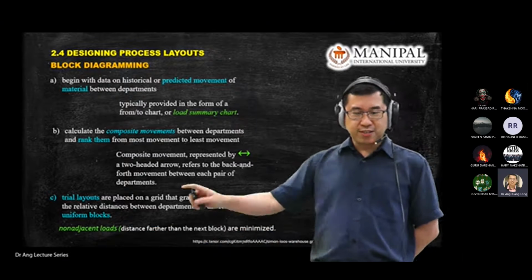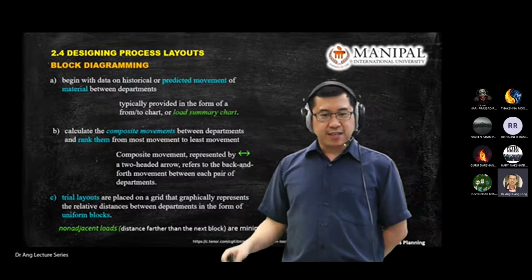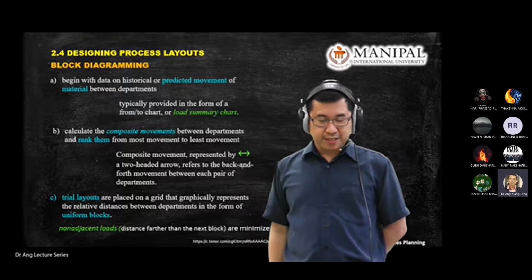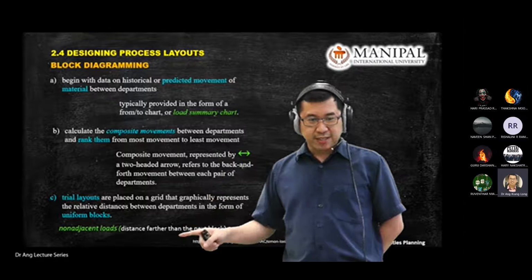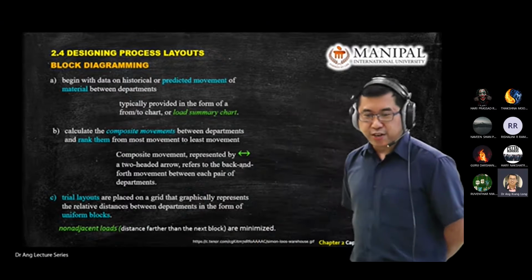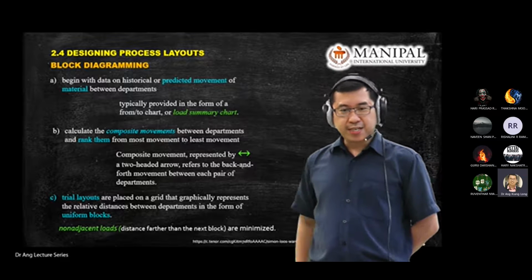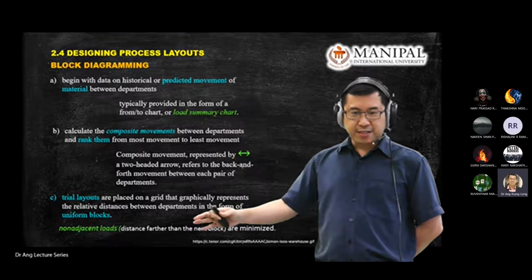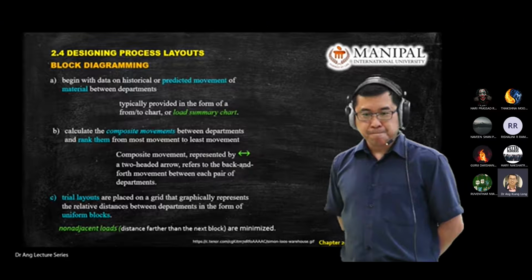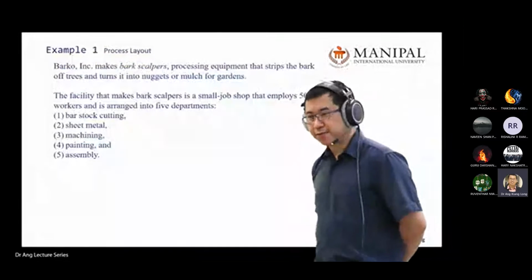So far, just some preparation. What is going to happen? Later, you will see a load chart. You do the calculation for the movement, and then you will create a new layout using the adjacent and non-adjacent data. Okay, so these are the basic 3 steps when we do block diagramming. With that in mind, let's look at one example.